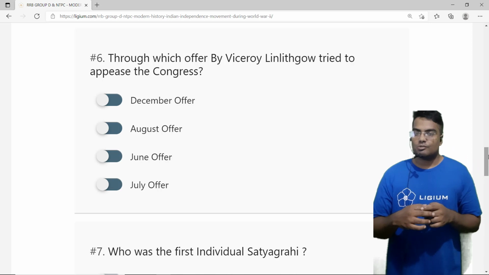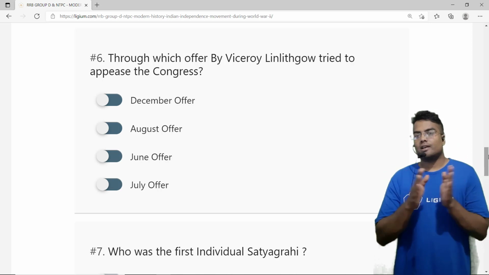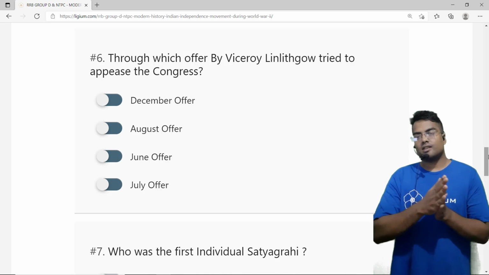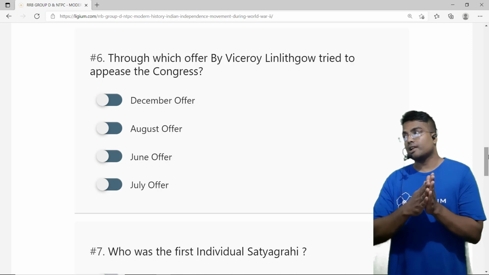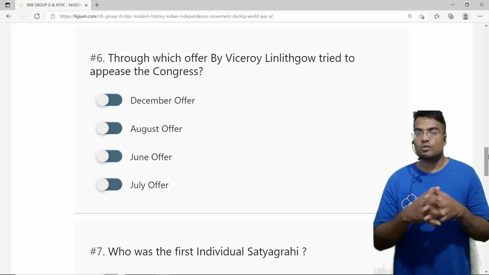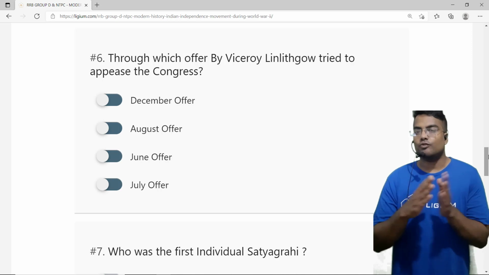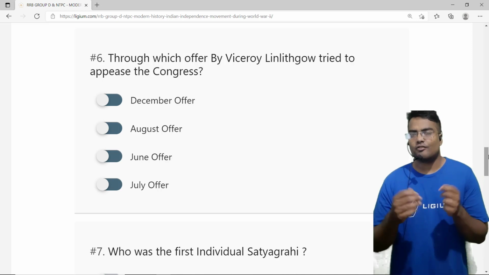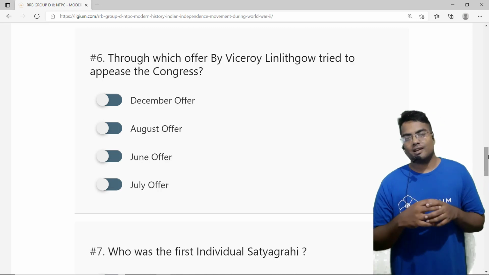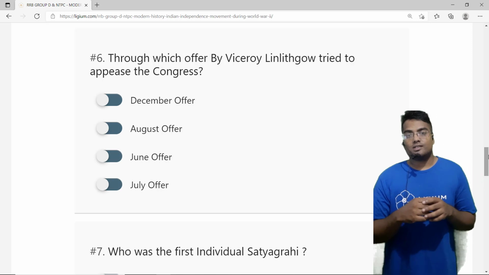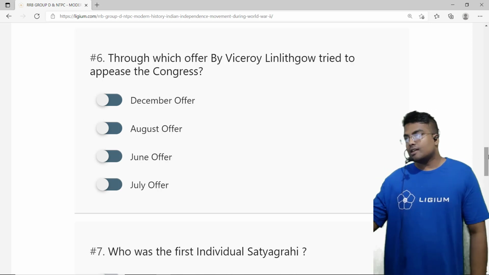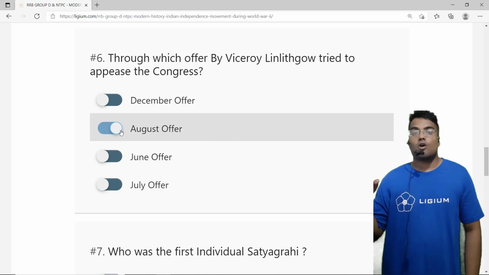Indian leaders, even the Muslim League and the Congress, no one liked the idea that India has to fight for the British. So when the Britishers started losing, Viceroy Linlithgow came with an offer. Okay, so after the war is over, we are going to do something good for you. Just a kind of appeasement. And the Congress were not really in a mood to listen, nor was the Muslim League. But the offer that was given by Viceroy Linlithgow was known as the August offer. So it's option B, August offer.